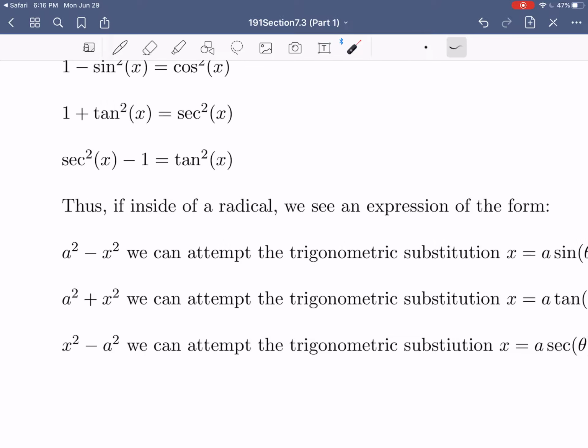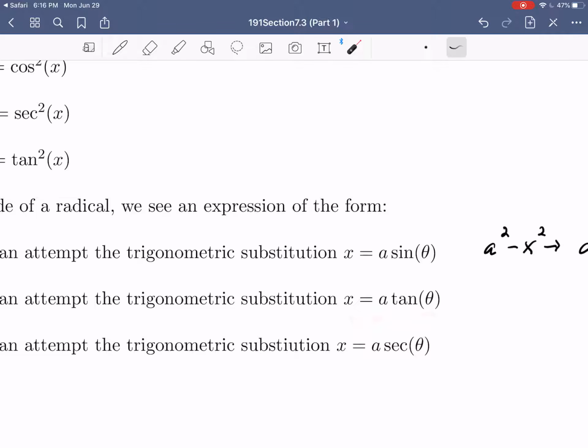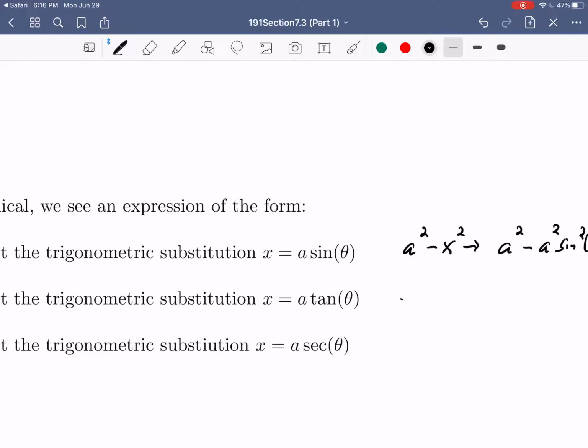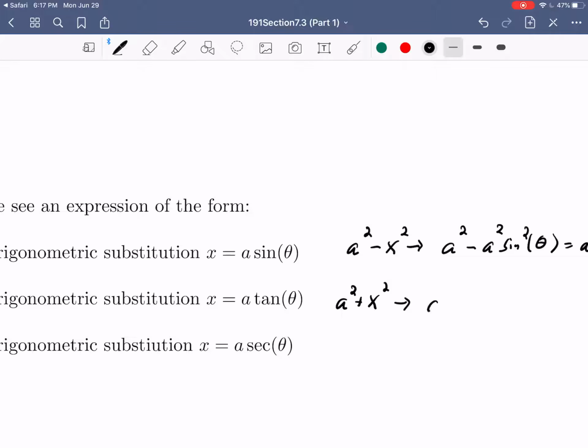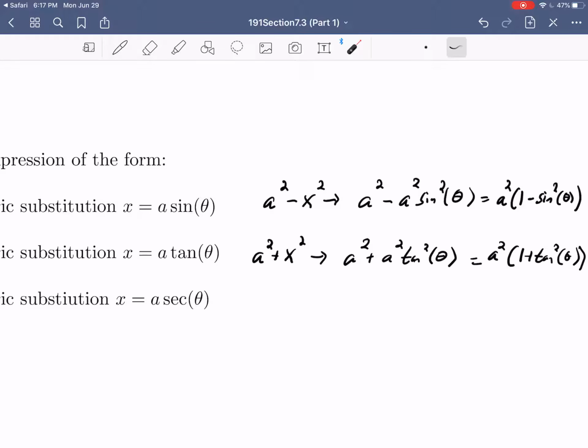If you see something of the form a squared plus x squared, then you can attempt the trigonometric substitution x equals a tangent theta. And you can see why that'll work. A squared plus x squared will become a squared plus a squared tangent squared. Then you factor out your a squared, and you get 1 plus tangent squared theta. And then, of course, you can replace that with a secant squared. So again, all of this is trying to reduce those two terms into a single term.